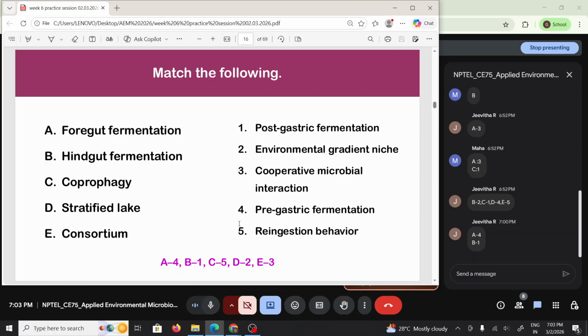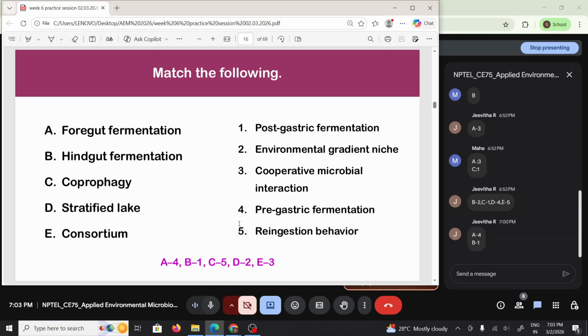And stratified lake. We have seen about stratified lake in almost 2-3 weeks so far. So you know that in a stratified lake there are going to be different zones in which different bacteria with diverse metabolic capabilities are going to be present, based on the terminal electron acceptor and electron donors available in each particular stage. So stratified lakes pair with environmental gradient niche.